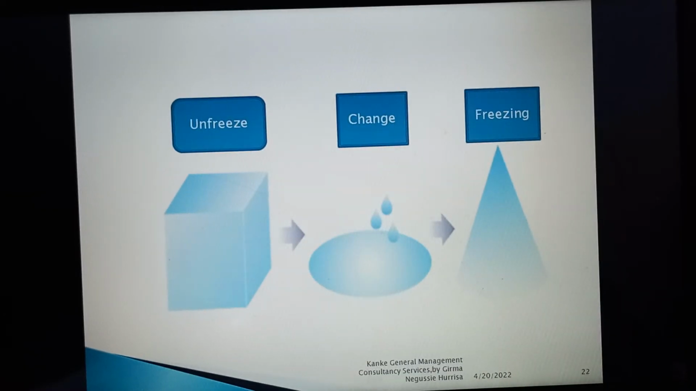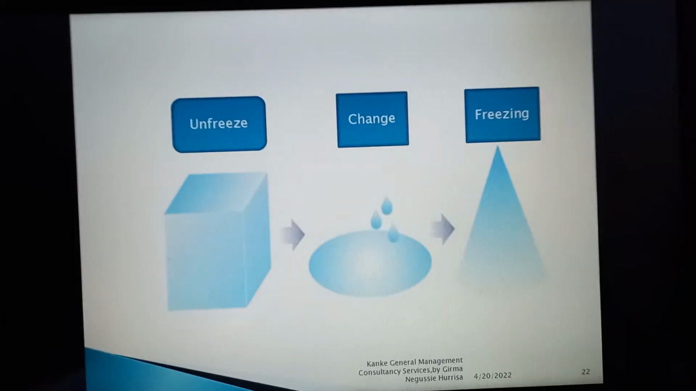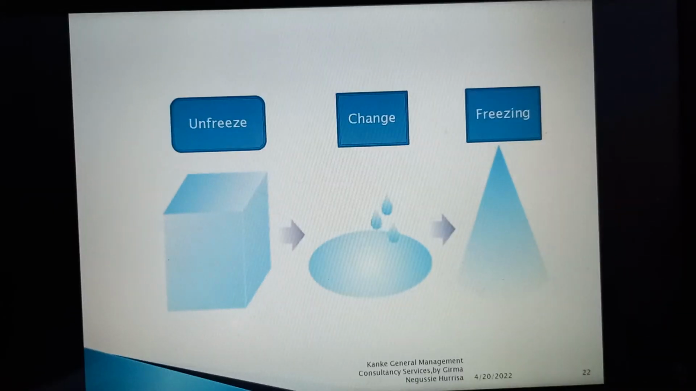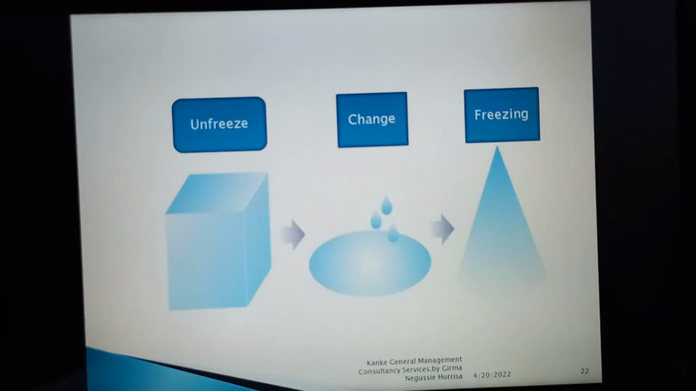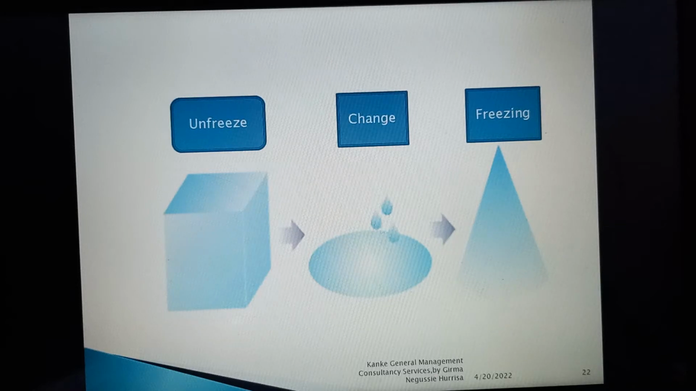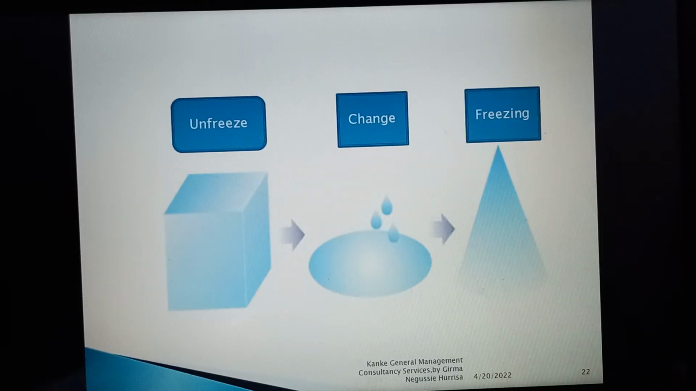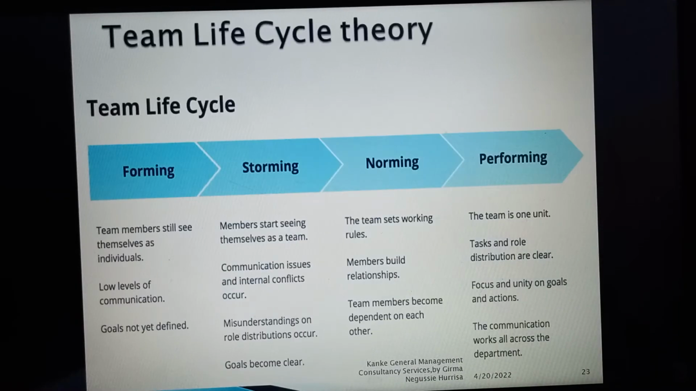As you can see from this ice cream, the first ice cream is prism-like in shape. In order to get the conical shape, we have to melt this prism-like ice cream. That is unfreezing. It turns into liquid. This liquid needs to be poured into a container which has the shape of a cone. Then we put it in the fridge. Finally, we get the ice cream which is conical. This is Lewin's theory.